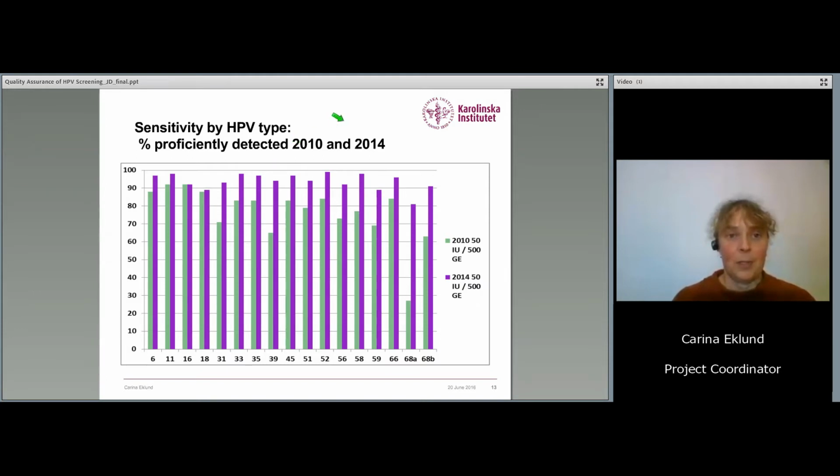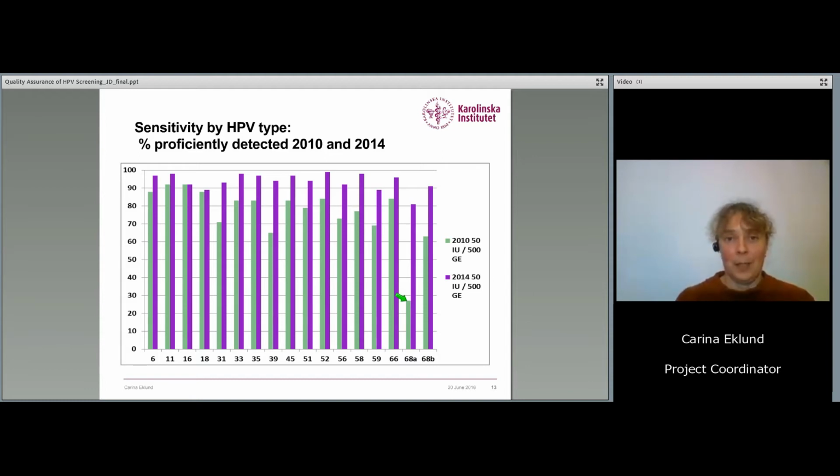This picture shows the sensitivity by HPV type. And this is to illustrate that it is not the same for all the HPV types. As you can see, HPV 16 is detected by more than 90% of all the assays, whereas, for instance, HPV 31 and 39 or 68 have a very low sensitivity by some assays.